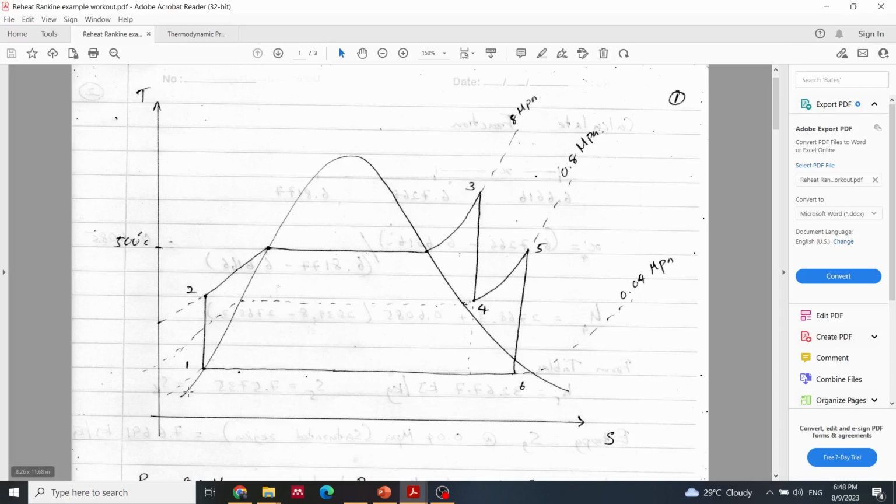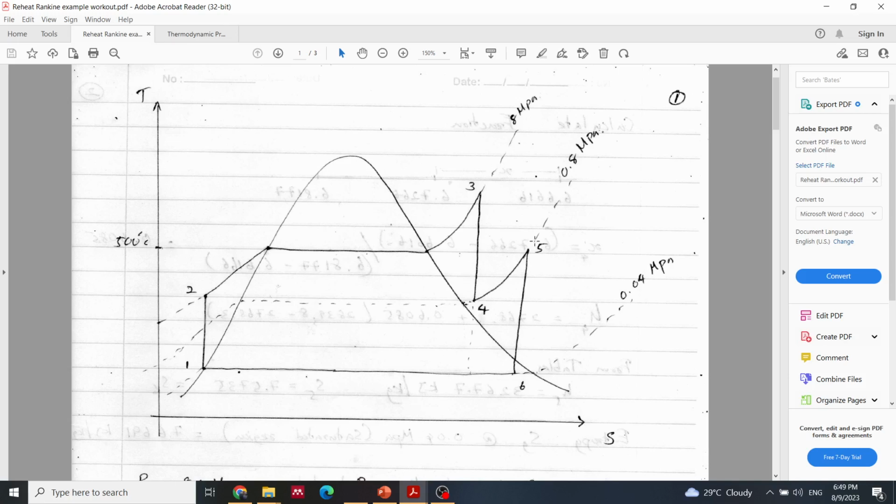So we start from number 1. The 1 to 2 is pump action. We have isentropic compression 1 to 2. Then we have the heat addition in the boiler 2 to 3, constant pressure heat addition at 8 megapascal pressure. Then 3 to 4 we have the first turbine, the high pressure turbine, so isentropic expansion through the high pressure turbine.